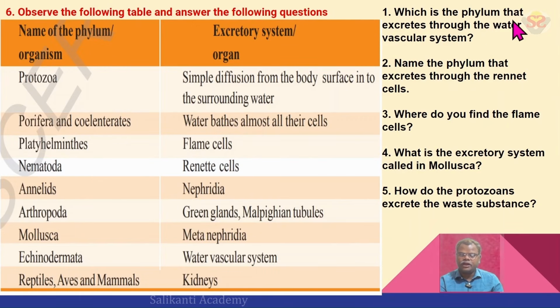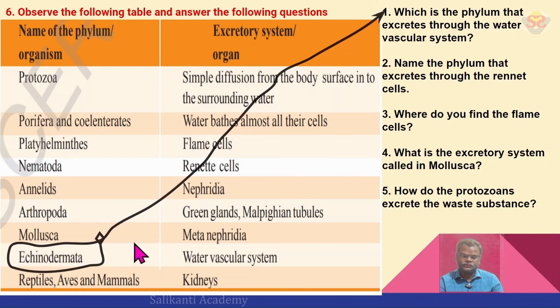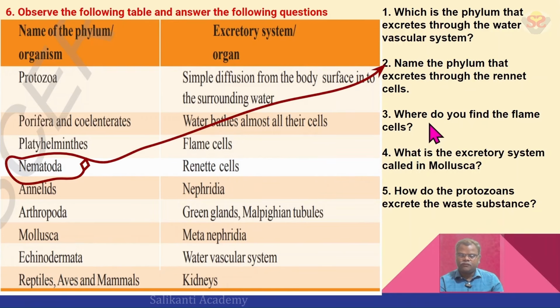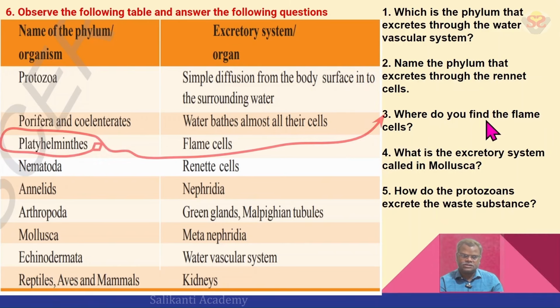Which is the phylum that excretes through the water vascular system? Echinodermata. Name the phylum that excretes through the renette cells. Nematoda. Where do you find the flame cells?